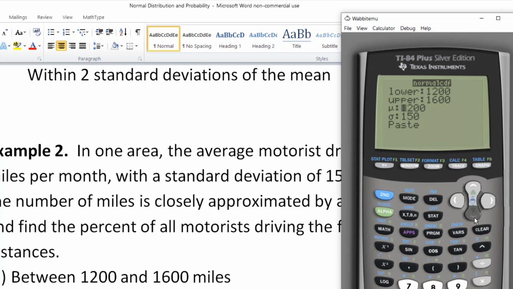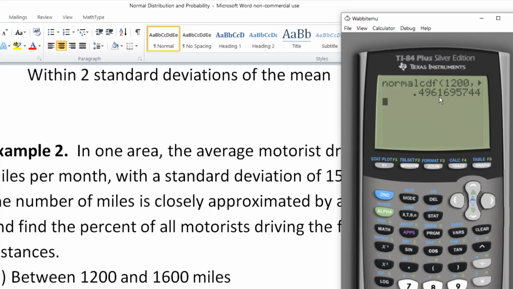So then I come down and paste this. Standard deviation in this case is 150. We're not dealing with a standard normal curve because of the entries that I put in there. So I hit enter and then enter again, and there we have it. The probability would be 0.4961 and so on, round off accordingly.